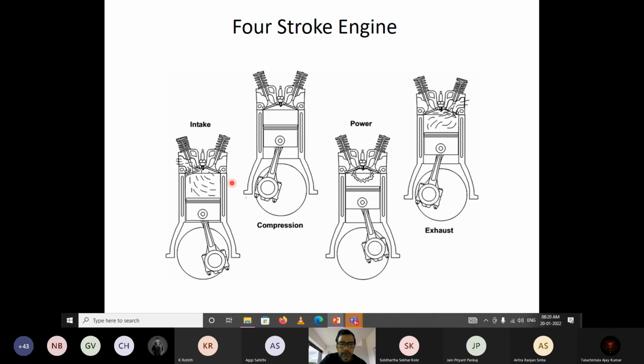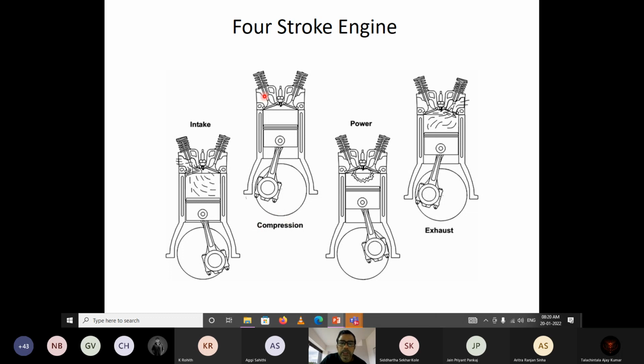So that is the intake stroke, where the piston is moving from top dead center to the bottom dead center. At that time the intake valve will be in the open condition. The fresh mixture of fuel and air will come into the combustion chamber. The piston will reach the bottom dead center. Then what will happen? There will be a compression stroke.